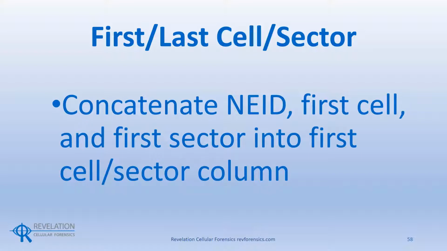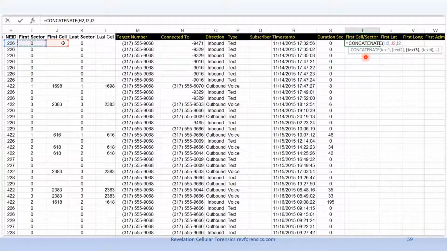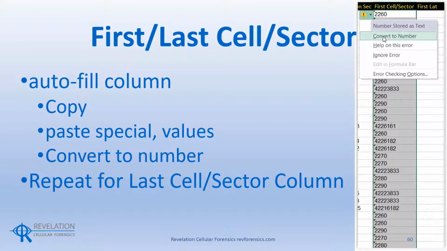We will use the concatenate formula to bring the NEID, cell, and sector number into a single cell in the template. In this case, the formula will look like equals, concatenate, parentheses, H2, J2, I2. It will concatenate the contents of H2, I2, and J2 in that order. Autofill the column. At this point, the column reads as numbers but has formulas. The formula will not work as a lookup value for the VLOOKUP formula, so we will need to copy the column and paste special values.